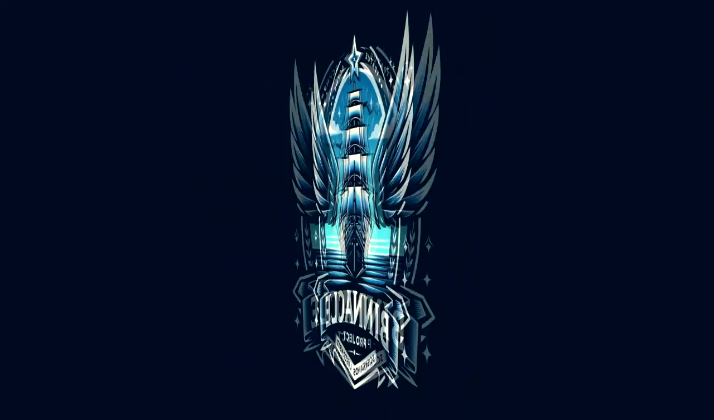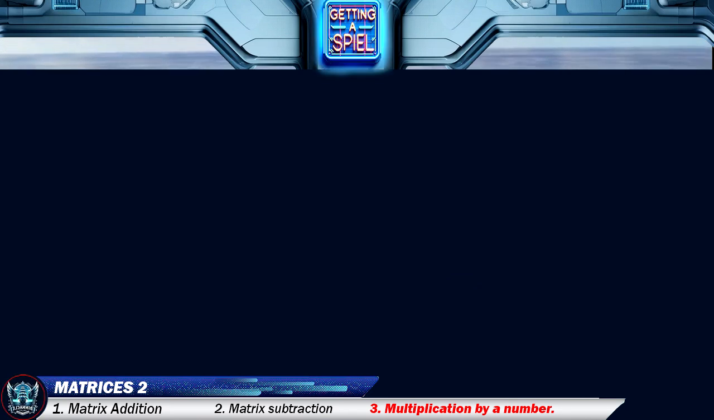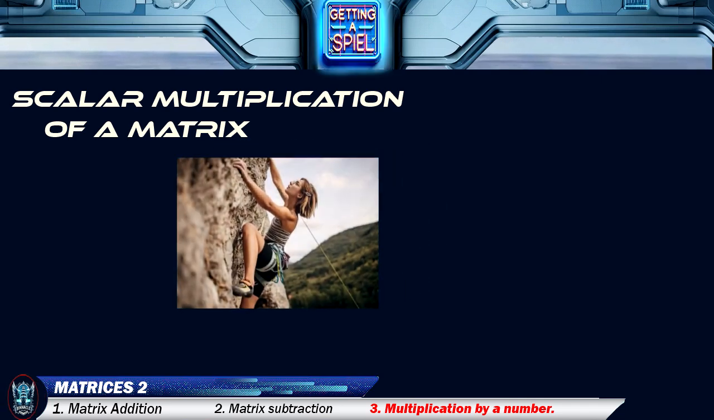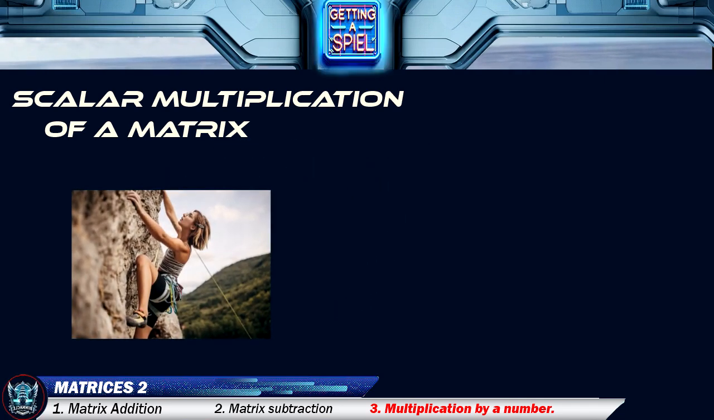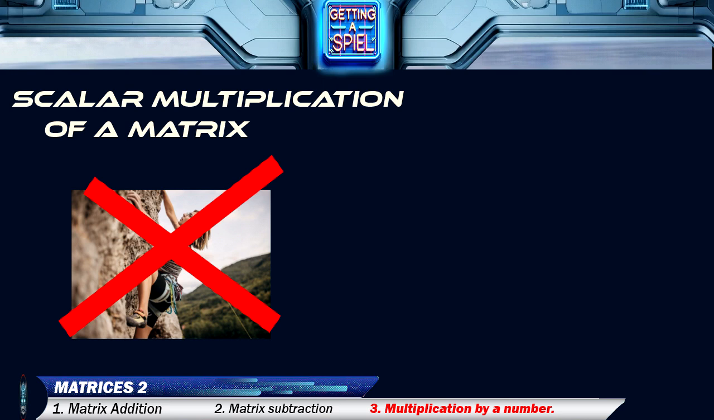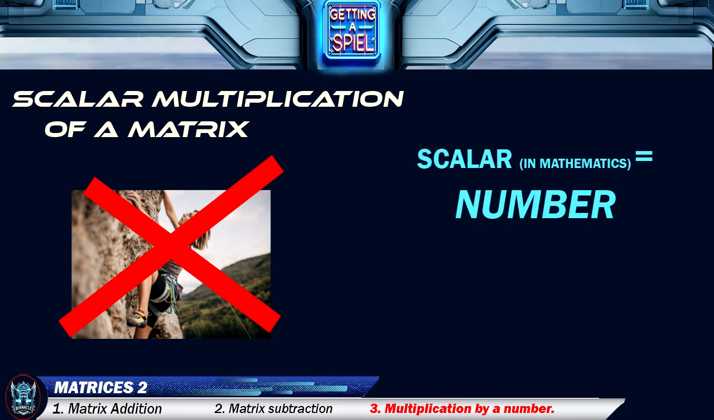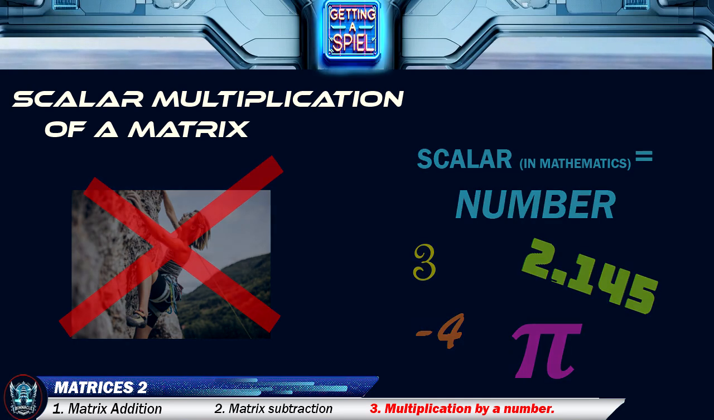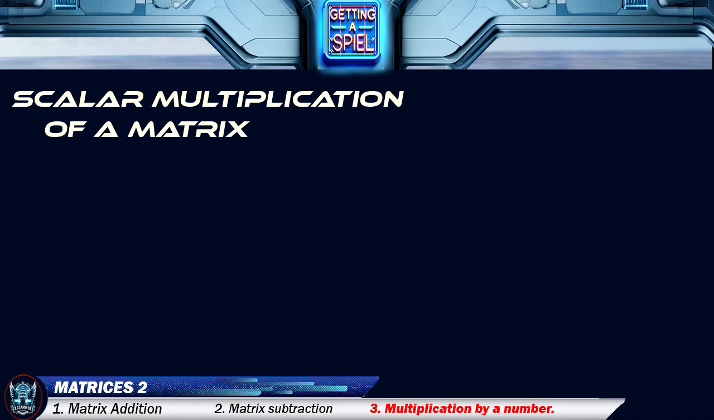The next operation is also very easy, the product of a number by a matrix. From now on, you will often hear the word scalar. It has nothing to do with climbing walls or mountains. In mathematics, scalar means a number. Any ordinary number that you have grown up with is a scalar. Having said that, let's see what the product of a scalar by a matrix looks like.